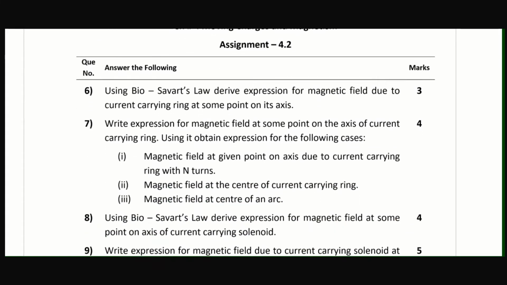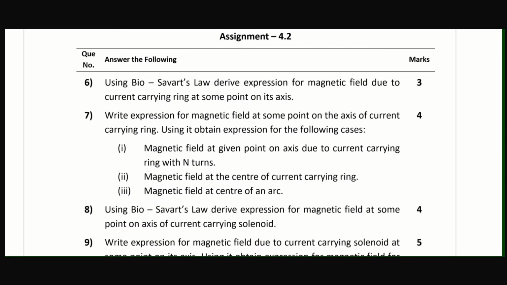First is how to determine magnetic field due to a current carrying ring. So we'll consider a ring which is carrying current, and we'll see how to determine magnetic field at some point on its axis. And then we'll have special cases, three special cases for the ring.